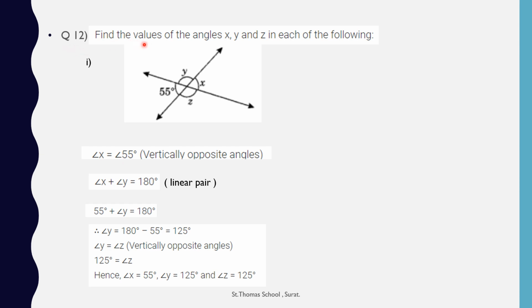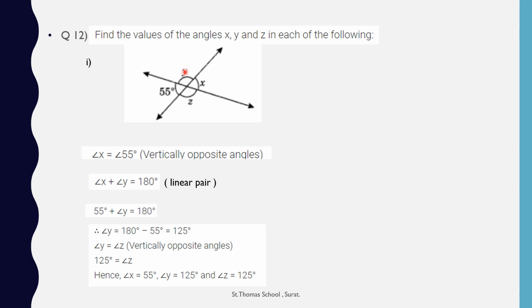Question number 12. Find the values of the angles x, y and z in each of the following. First one, they have given one figure. You have to find the value of x, y and z. Look at the figure. You can see that these two lines intersect. At this point, angle x and 55° are equal because they are vertically opposite angles, and y and z are also vertically opposite angles. So when you see a figure, you have to identify vertically opposite angles and linear pairs, then you can solve the sums very easily.